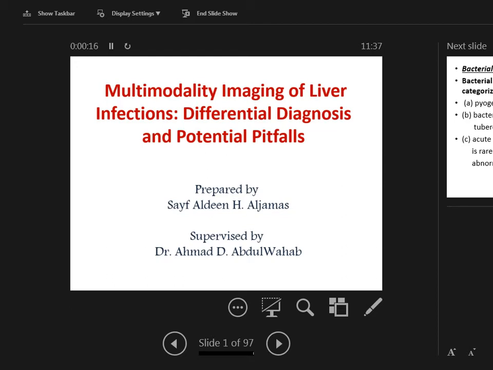As we know, liver infections are very common findings, a very common complaint of the patient. There are multiple pathogeneses, multifactorial, with a lot of variable imaging appearances. We can do a very good job in helping the clinicians in the diagnosis, treatment, and follow-up. So today, Dr. Saif, inshallah, will present the lecture, and we'll see if we have any questions.